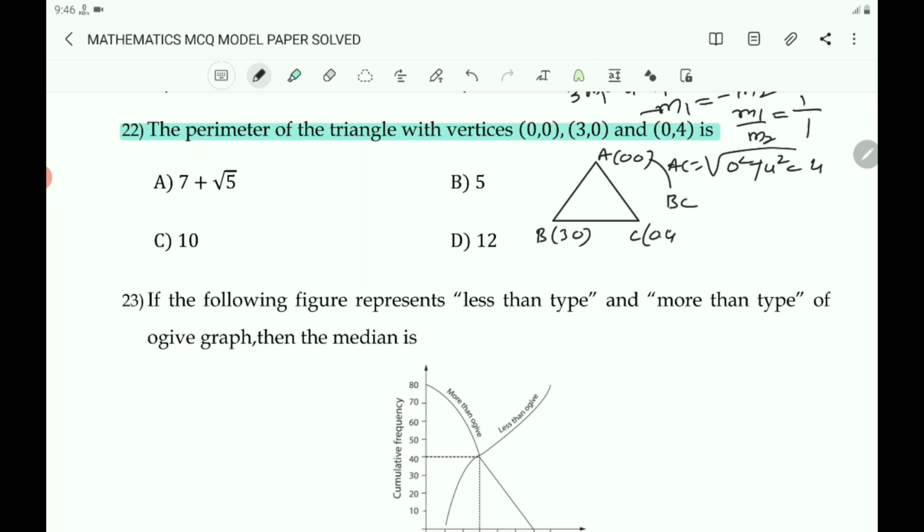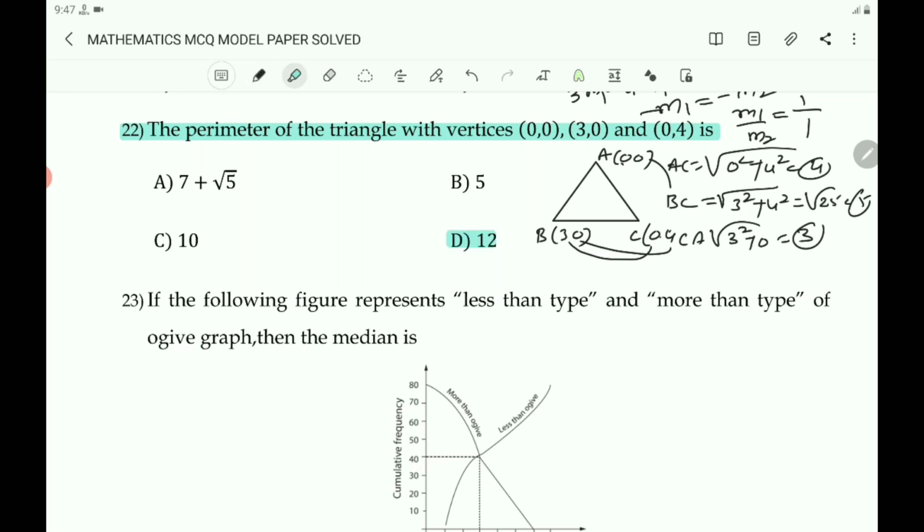Then BC. Here 0 minus 3 whole square is 3 square, plus 4 minus 0 is 4 square. So 3 square is 9 plus 4 square is 16. You will get 25, that is 5. Then CA, the first one, 0 minus 3 whole square is minus 3 square, that is 3 square, plus 0 is 0. So you will get square root of 3 square, which is 3. Perimeter means 3 plus 5 plus 4, the sum of all the sides. So 3 plus 5 plus 4 is 12.